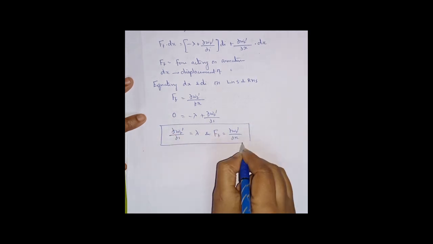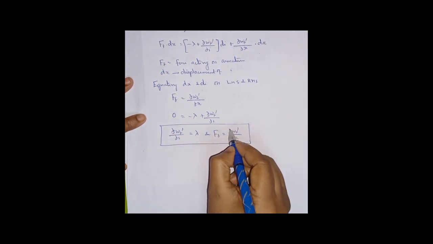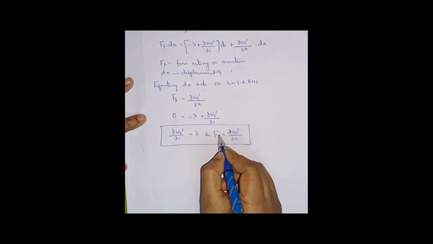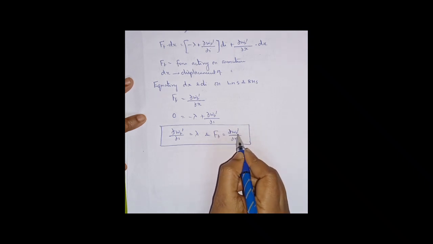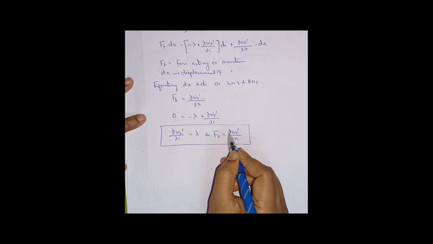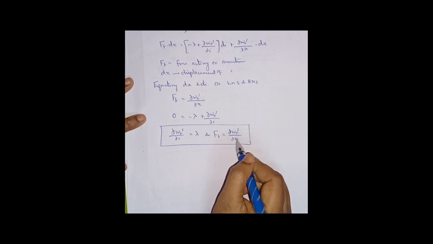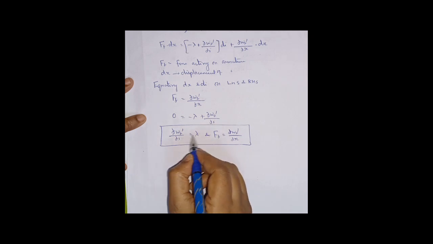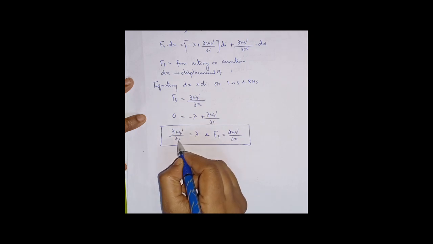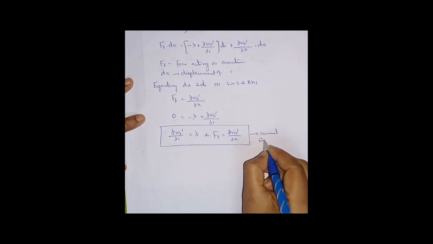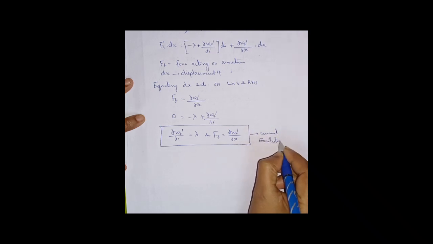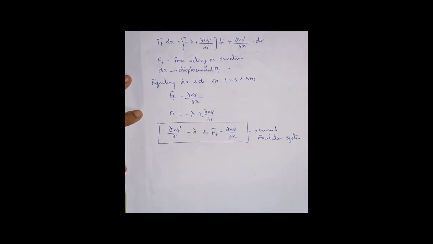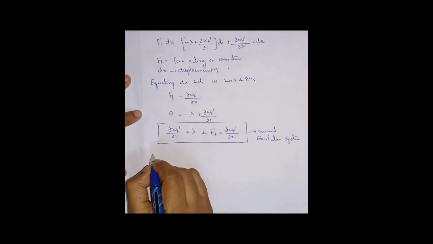Okay, so what does it mean? The positive sign tells you there is an increase in co-energy while force is acting with some displacement dx, correct? And here the flux linkage is due to changes in current, correct? Hence it is a current excitation system. We can call this as current excitation system. Okay, and in second case, the same thing.